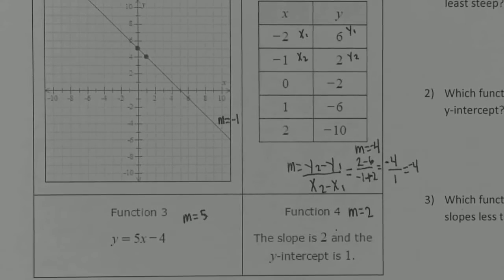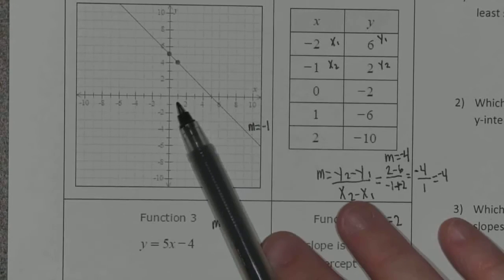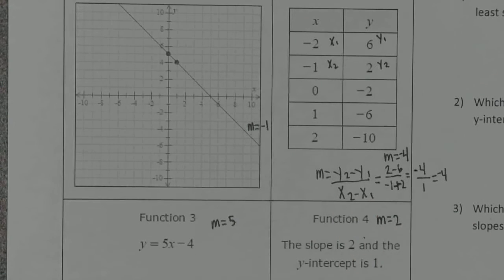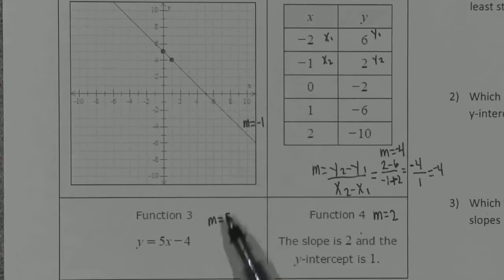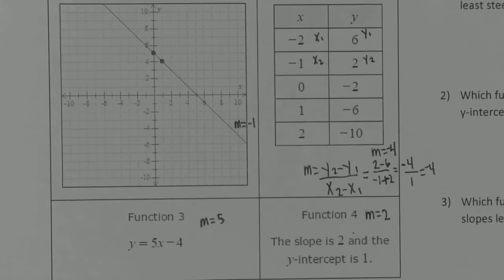If you're still confused on that, you could graph all of these other three on this graph over here to see which one has the slope that grows the slowest. But which one do you think it is? Is it -1, +5, 2, or -4? Which one would have the least steep graph? Anybody have a guess on that?